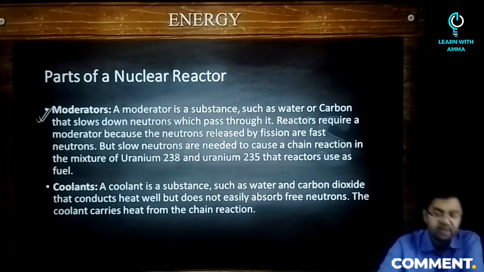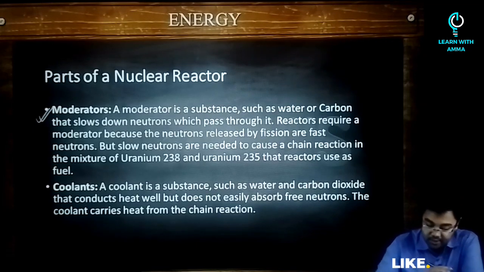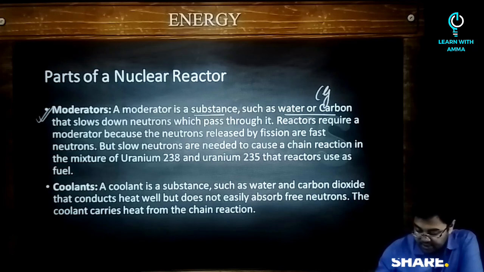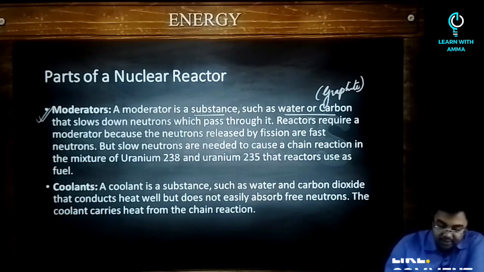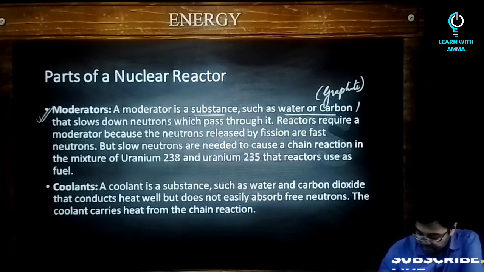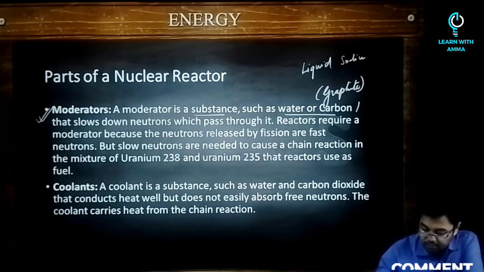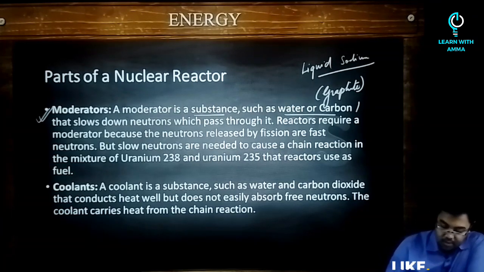Then you have something called a moderator. A moderator is a substance such as water or carbon, basically graphite, that slows down the neutrons, and sometimes liquid sodium is also used. It slows down the neutrons which pass through it.